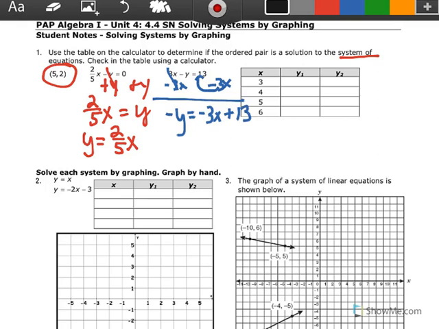Now we don't want it to say negative y equals, we want positive y. So we need to divide everything by -1, and when we divide by -1, the only thing that changes is the sign. So the negative y becomes positive y, the negative 3x becomes positive 3x, and the plus 13 becomes minus 13. Now that I have these equations, we are going to take these two equations and put them into y1 and y2 in y equals, and then go to your table.